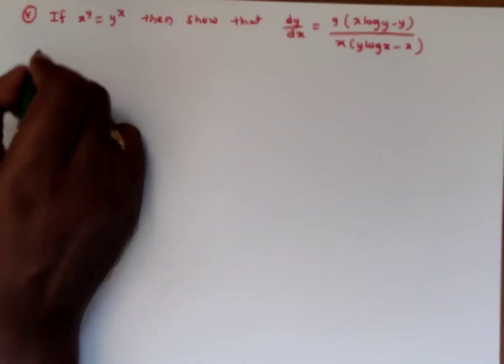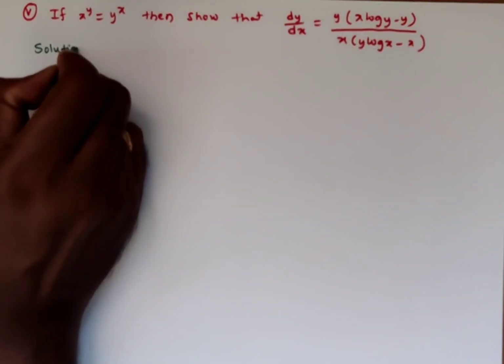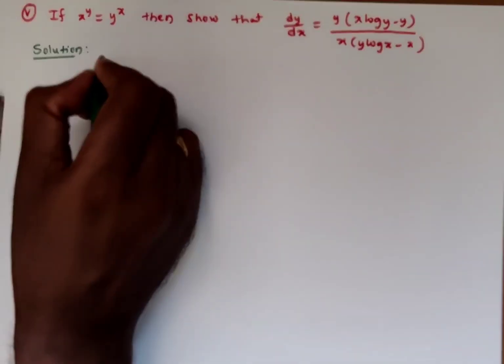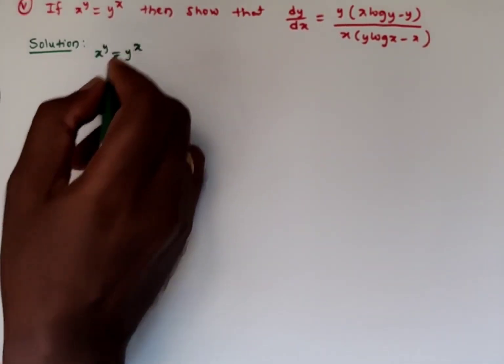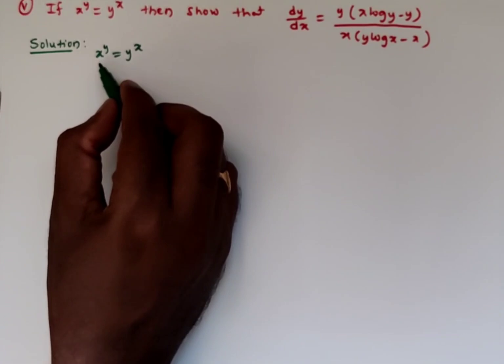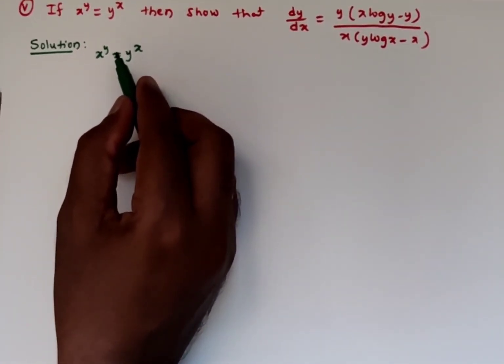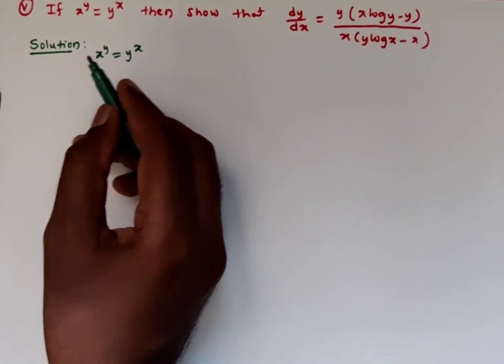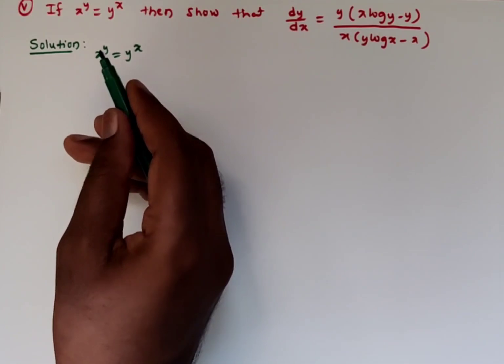Now here, what is given? The given equation is x to the power of y equals y to the power of x. Obviously we know x and y both are variables. It is like f power g and g power f form. What is it here, x to the power of x form? So we need to differentiate that function by taking logarithm.